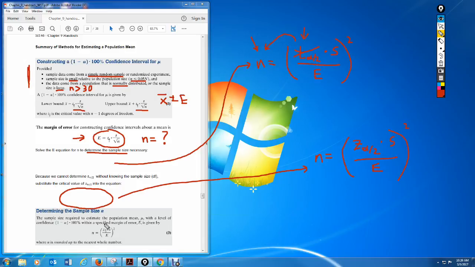Okay, so you can see again what I just wrote there is repeated here. Here is the formula to determine the sample size, how many samples you need to go and get in order to estimate the population mean. And as before, whatever you get for n, just round it up to the next nearest whole number.